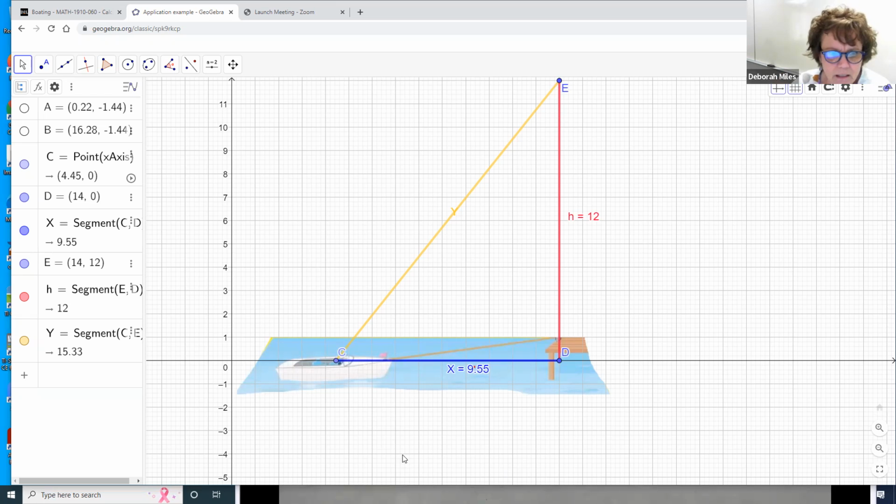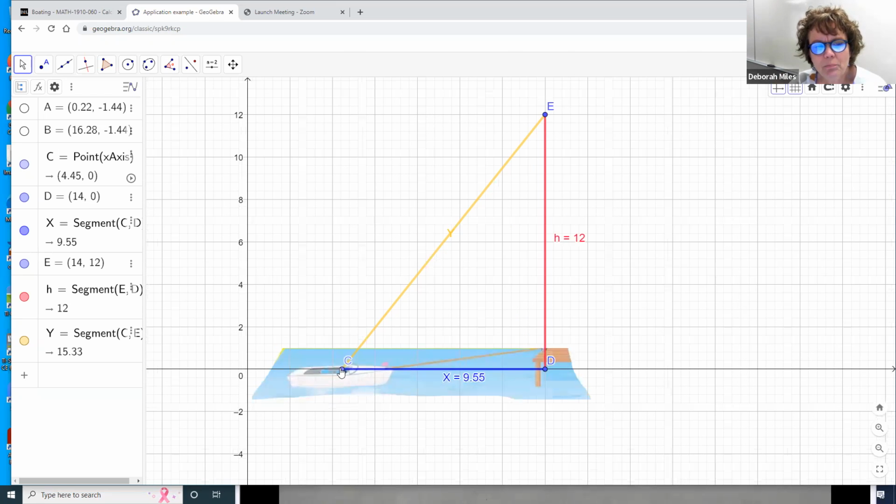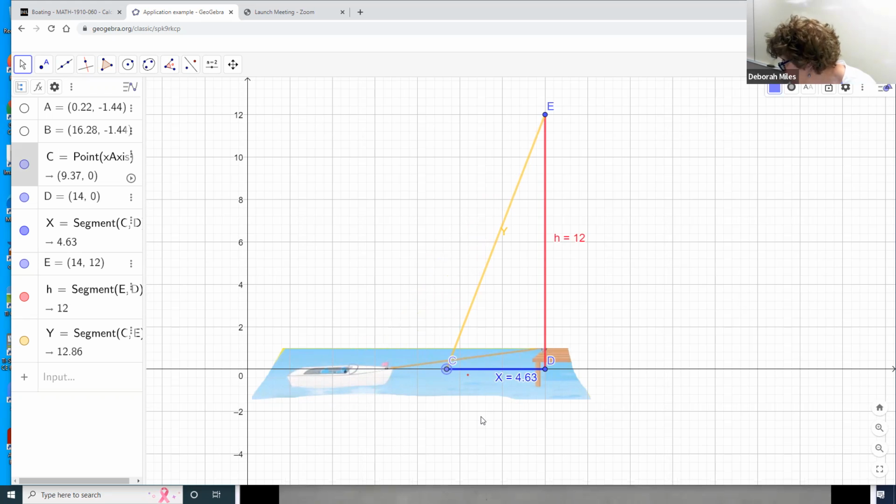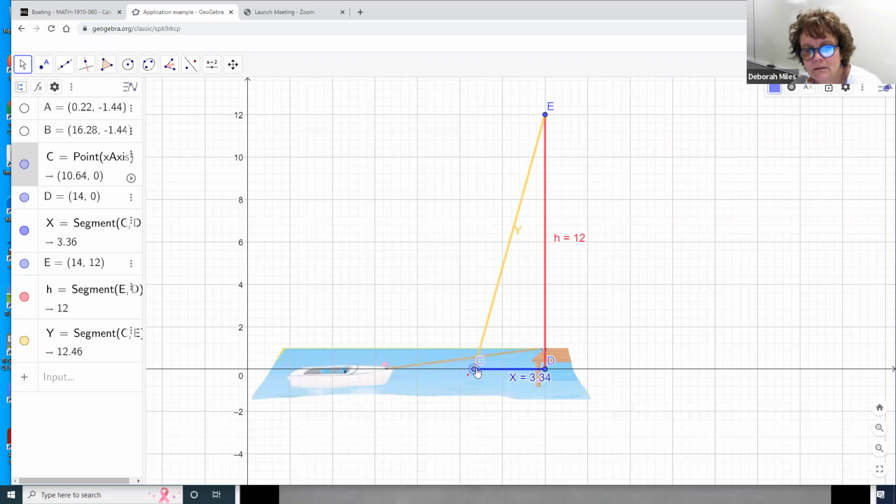Let's see. As the boat's being pulled into the dock, X is the distance of the boat from the dock, and Y is the amount of rope out. All right, somebody's up here at point E, pulling on that rope or twisting a handle to row that boat in. Y is the amount of rope out, and X is the distance of the front of the boat from the dock. The height's always 12.